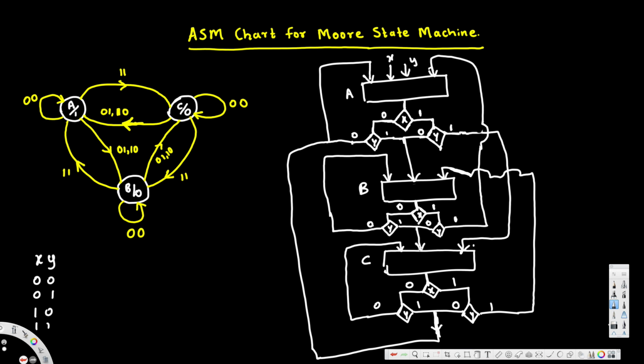Yeah, we already drew that one, and that's it. We have dealt with everything, and that's how we draw the ASM chart for a Moore state machine.